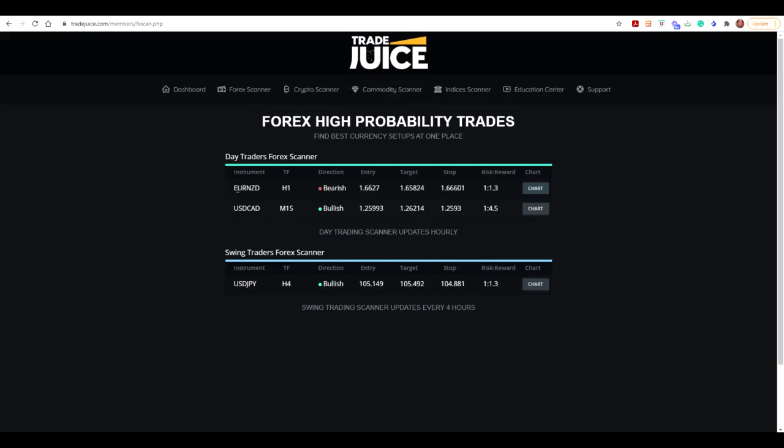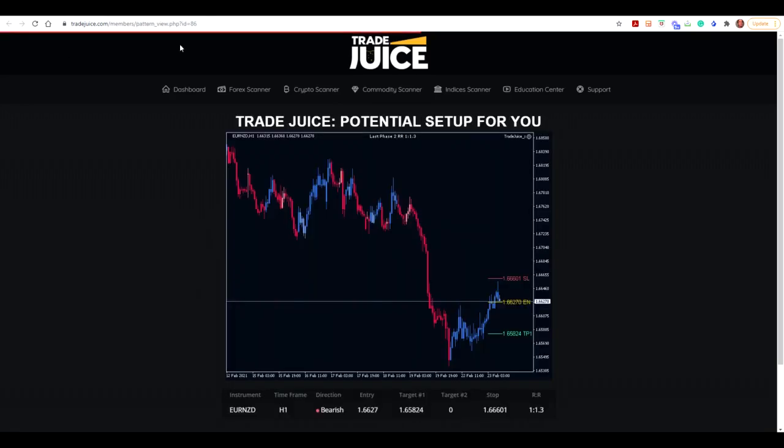I see that there is a setup occurring right now on the New Zealand dollar, 1 hour, bearish. I've got my entry, target, stop, and my risk to reward set. If I had to check the trade, I can see where to enter, where to set my stop, and where to set my take profit target. So I'm about to enter that now.